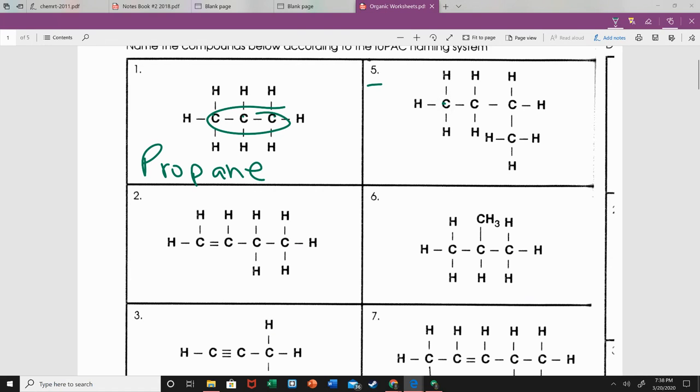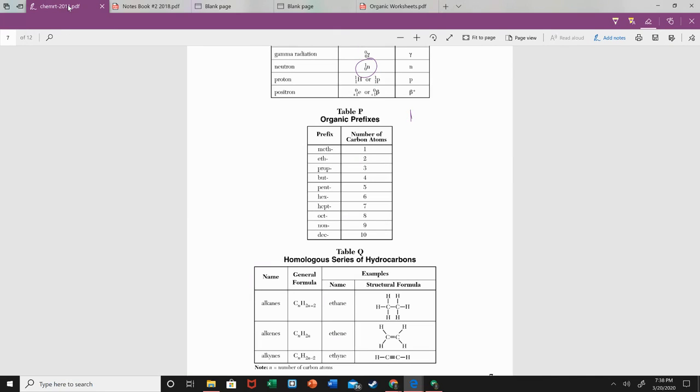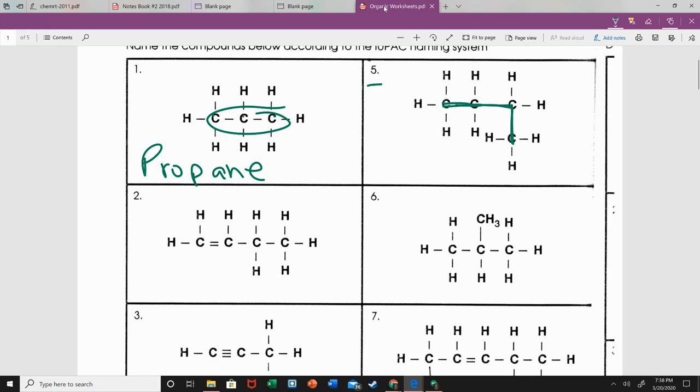So I have 1, 2, 3, 4 carbons connected in a row. And I'll count backwards. 1, 2, 3, 4. So 4 is the longest chain of carbons that I can count. So I need to grab my prefix for 4. That's but, right? That's over here. And now it's connected by single bonds, so we're going to end in ane. So then I've got 4 carbons. That's but, and then it's connected by single bonds, ane.